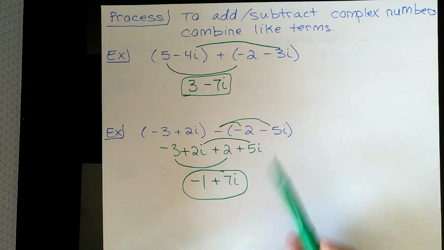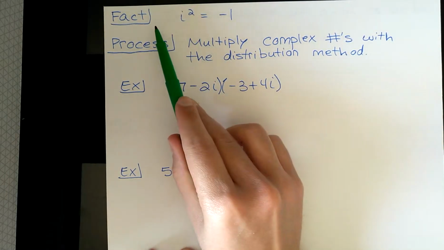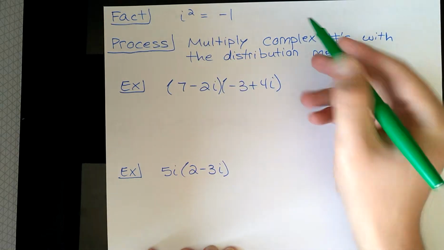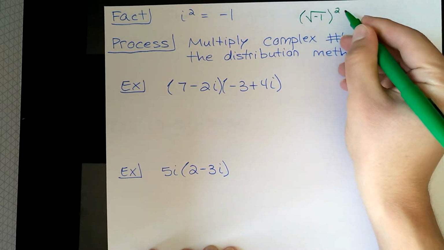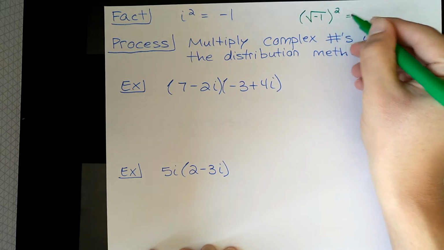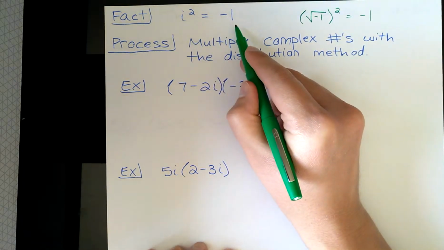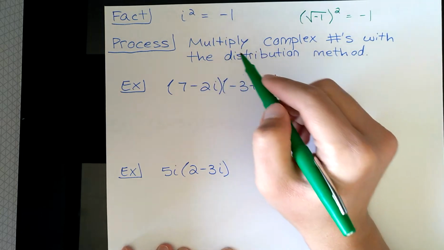Okay, so from here, we can start to talk about multiplying. So the first thing we need to do is introduce a fact that says i squared. What you get when you square the square root of negative 1, well, the square root and the square cancel off, leaving you with just negative 1. So i squared is negative 1. Whenever that comes up in your problem, you just change it to a negative 1.